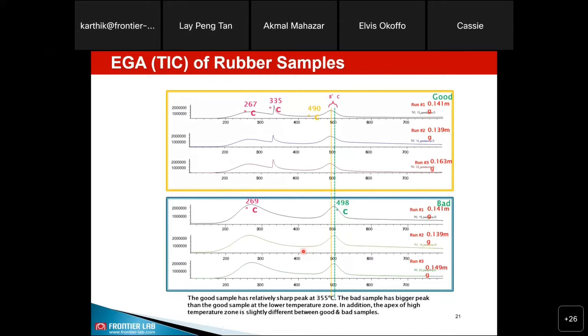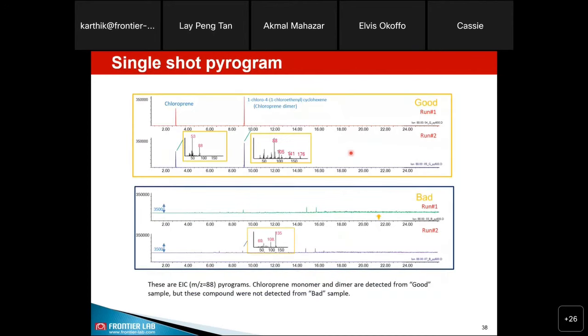You can see there are a few obvious things here. One is that the peak top temperature for the polymer, or the rubber, is different by 8 degrees. That means the polymer composition between these two may be slightly different. The second piece of information is that the good batch has an additional peak at 335, which is not seen in the bad batch. So these can be the two differences showing the product difference between the good and bad batch of this rubber. So with the single shot, you are able to see the difference in the polymer.